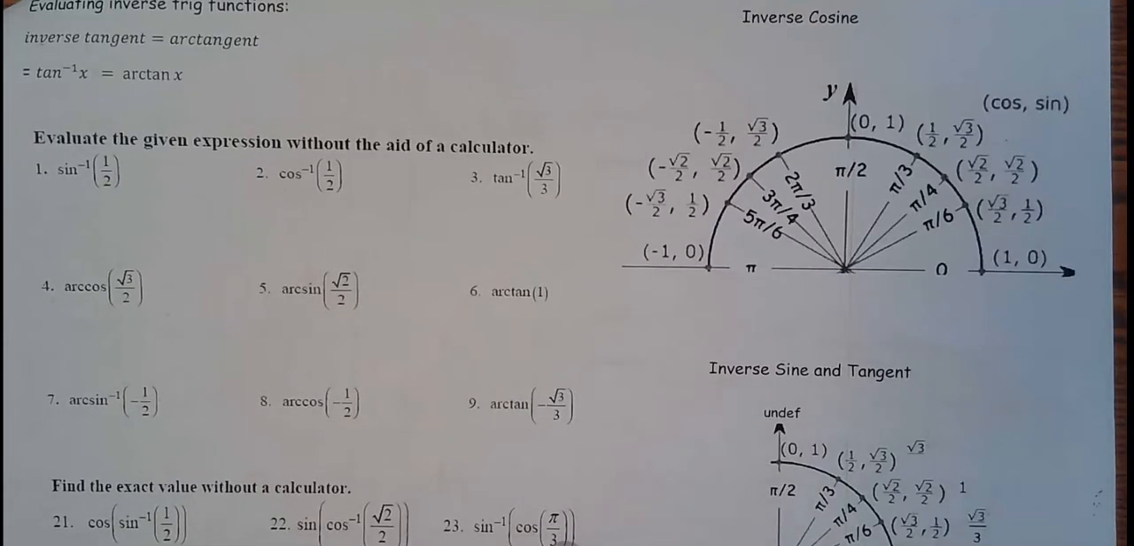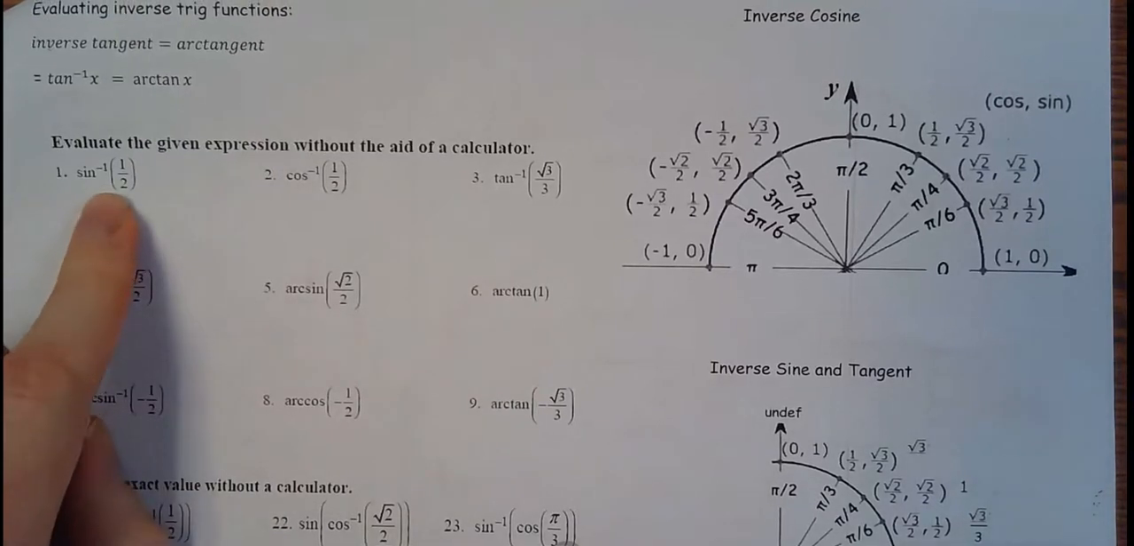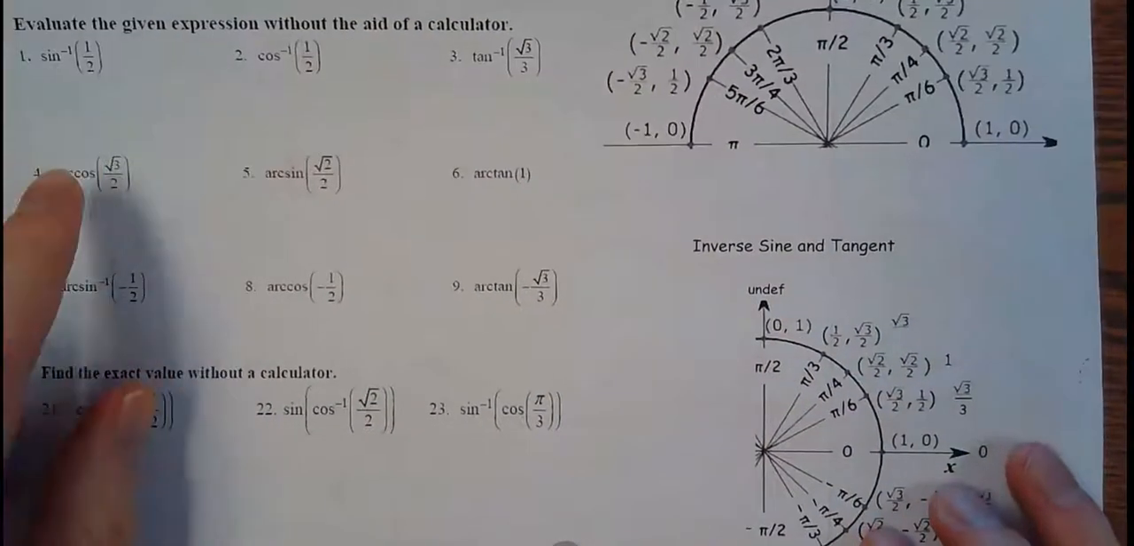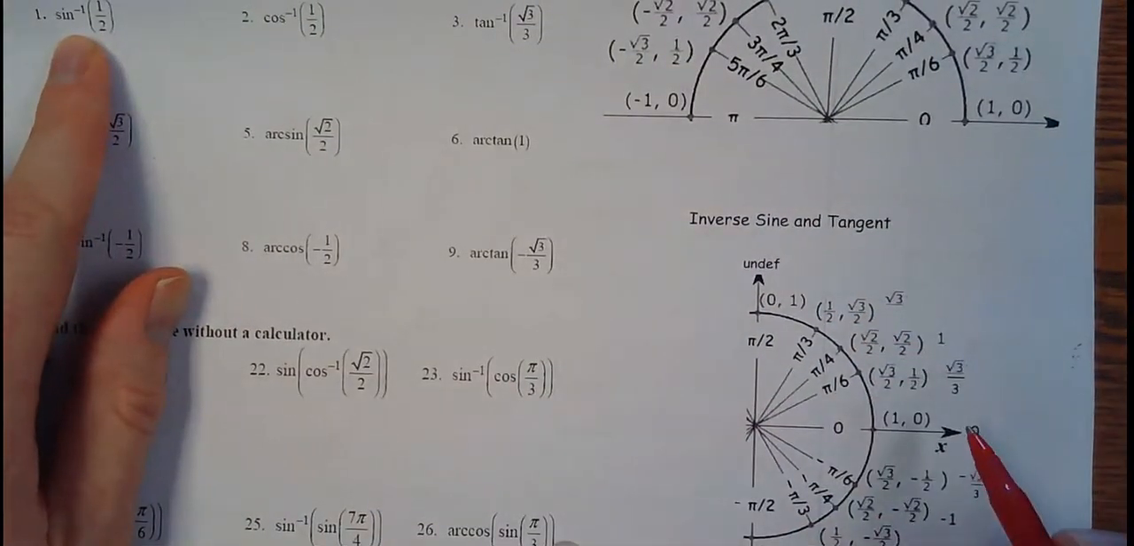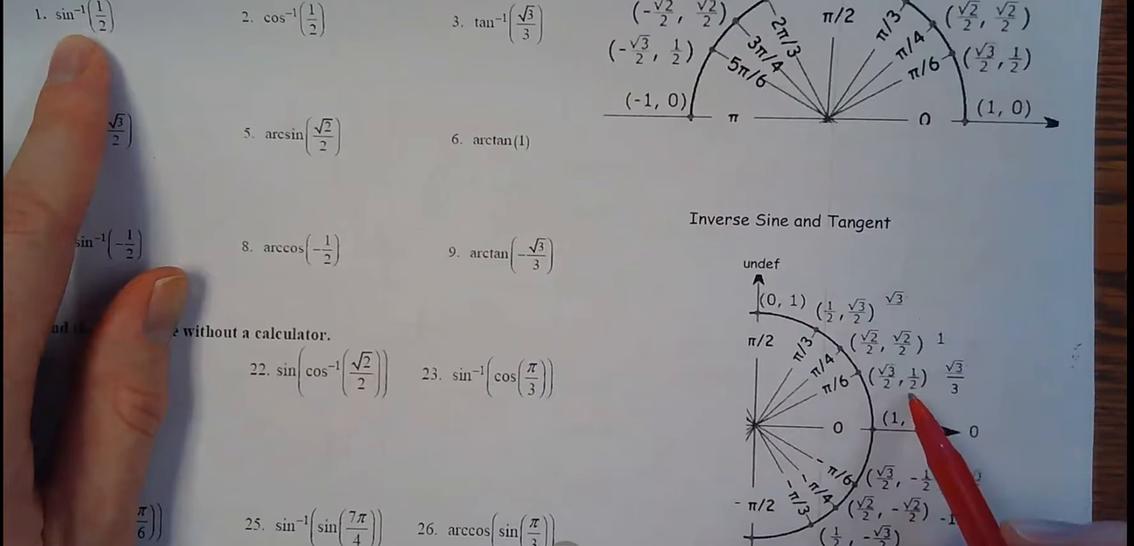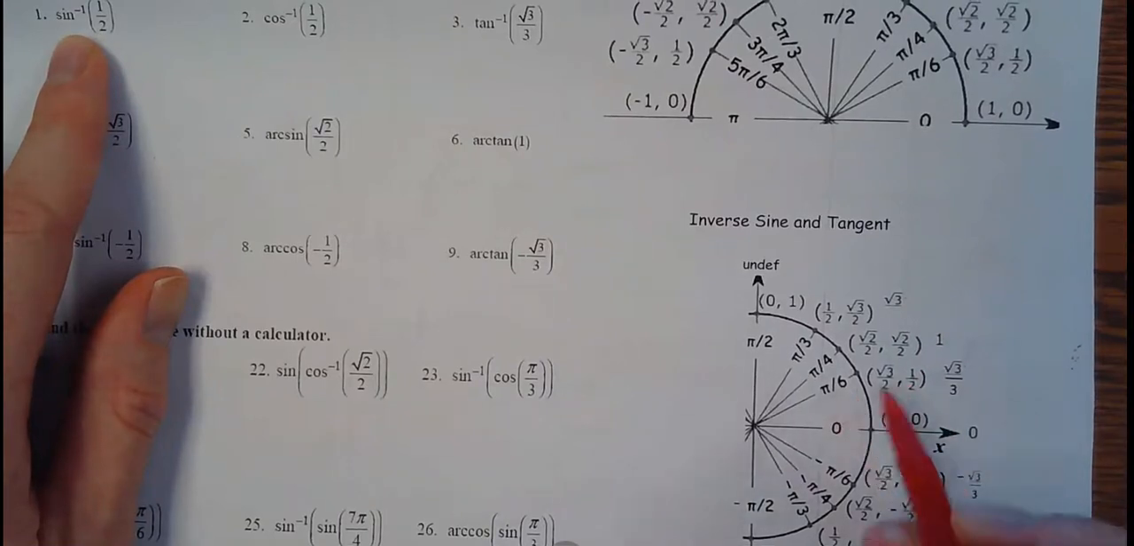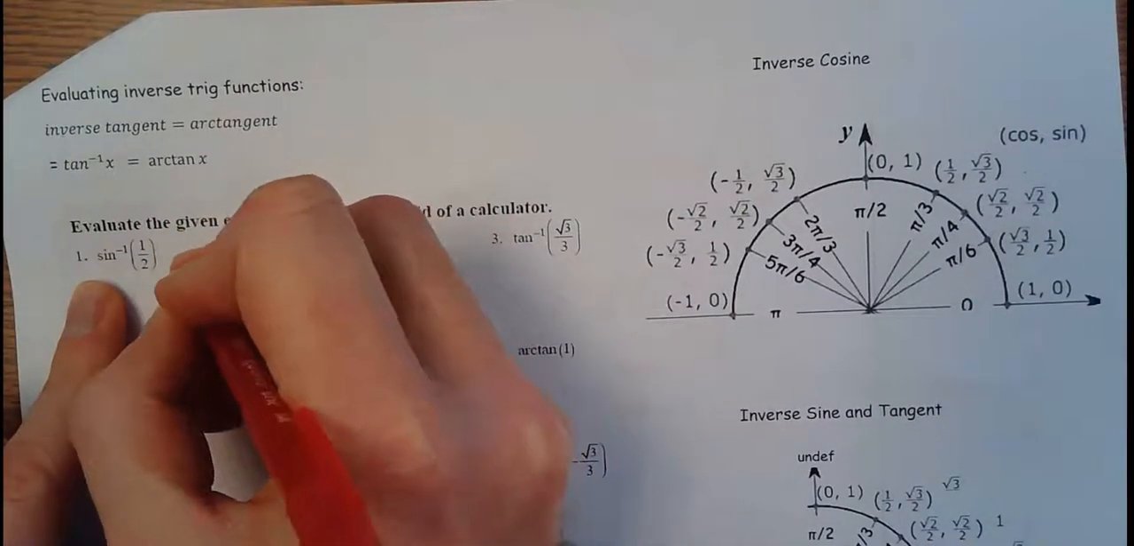So this guy here, sine inverse of 1/2. I'm going to look at just the right side over here. When does sine equal 1/2? Sine's the second coordinate right there, pi over 6. So this answer is pi over 6.